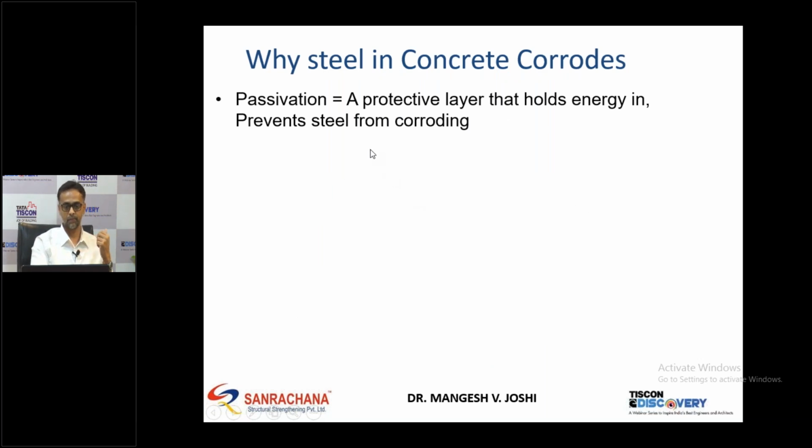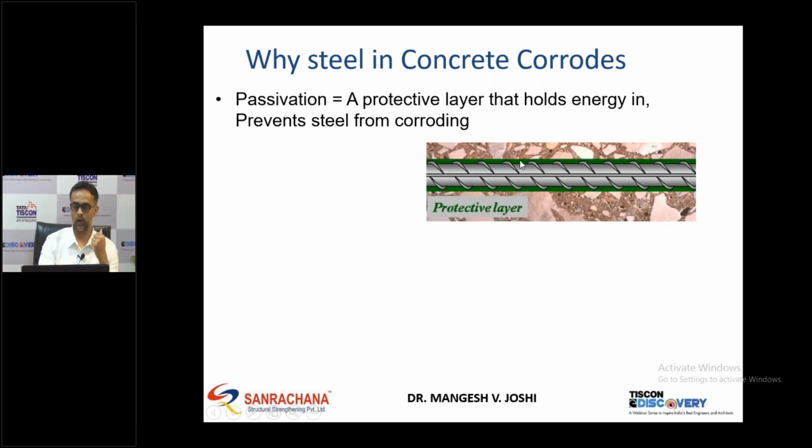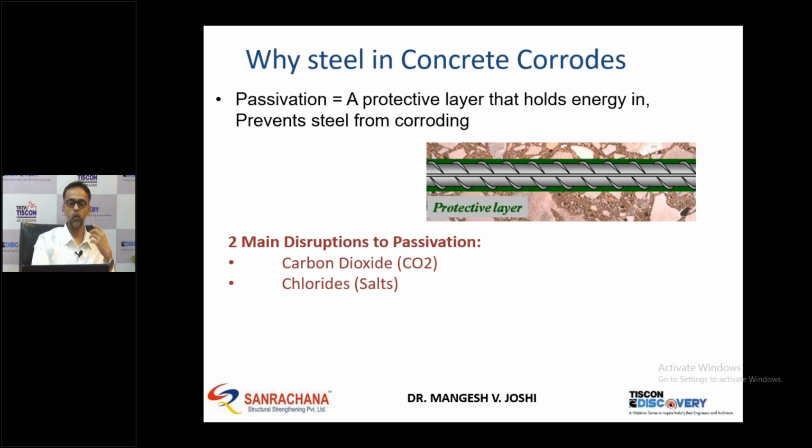So what happens there? A protective layer that holds the energy in normally prevents the steel from corroding. This is the layer I'm talking about. But there are two disrupting factors which normally disturb your passivating layer. Those are carbon dioxide and chloride.